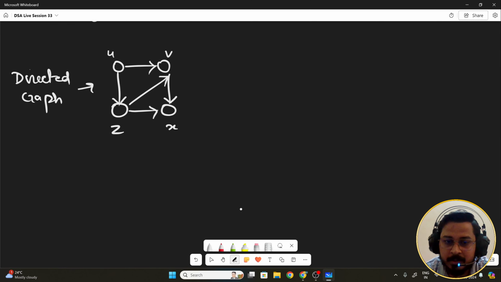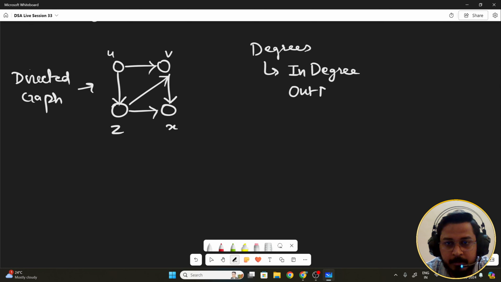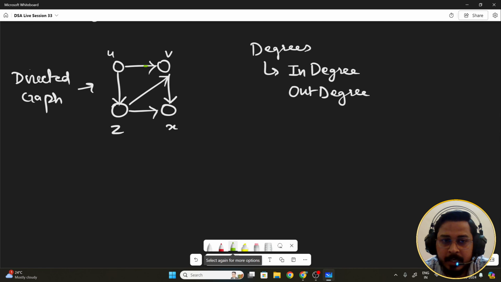some directions are given. Now in this case, their degrees will be divided into 2 types. First is in degree, and next one is out degree. In degree and out degree. In degree is how many nodes are going inside. How many nodes are going inside. So if I say in degree of v, it will be 2.